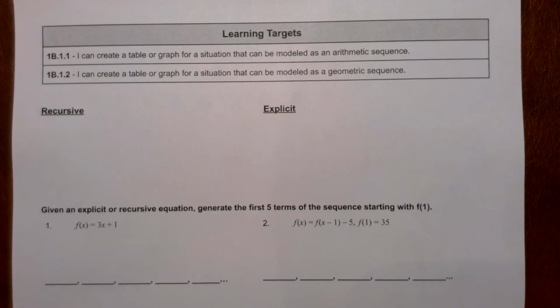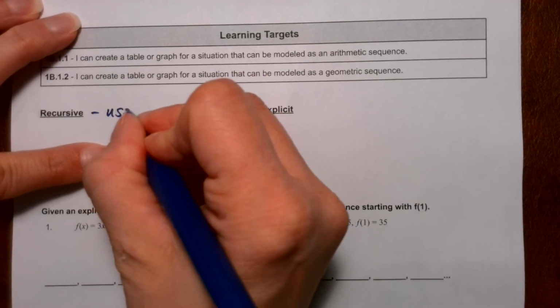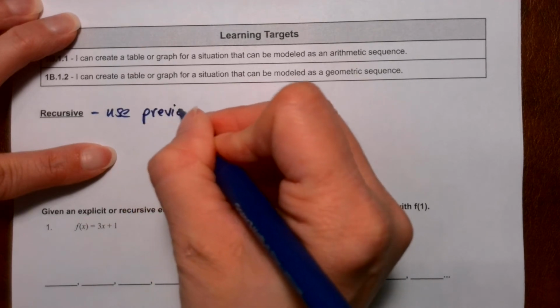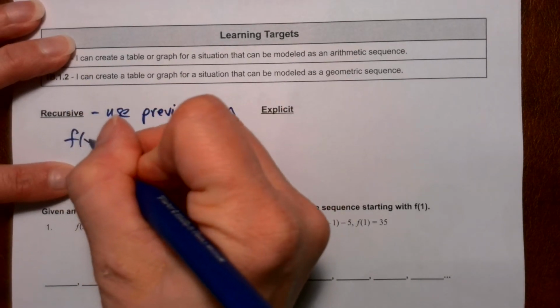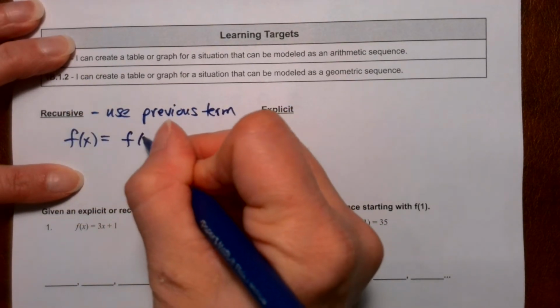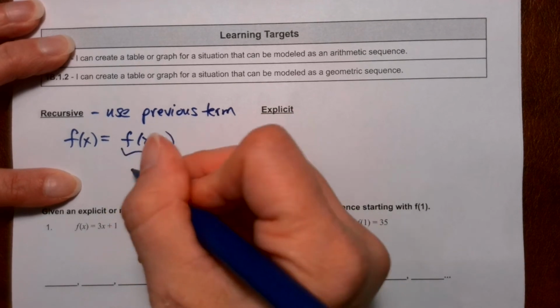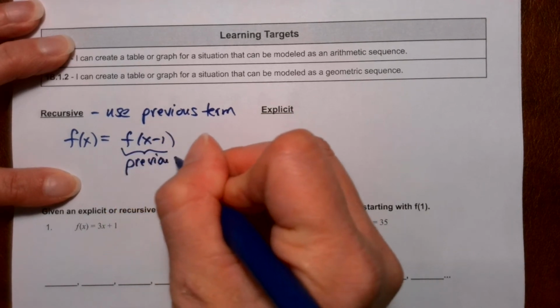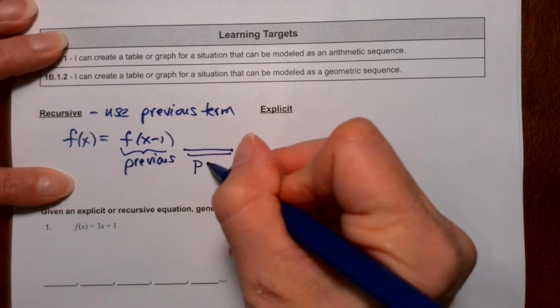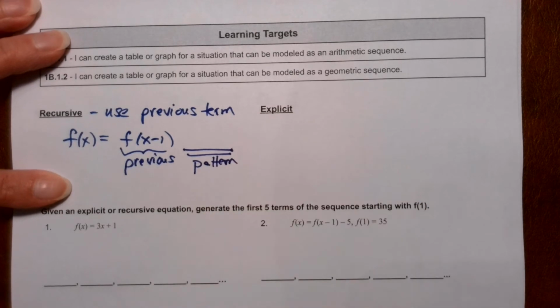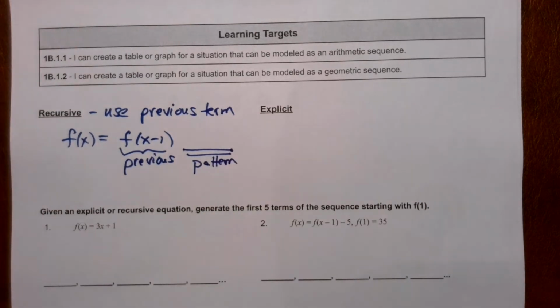Let's recap recursive versus explicit. With recursive, you use the previous term. It's usually going to say something like f of x is equal to f of x minus 1. So this is the previous, and then you have to do whatever the pattern is. If the pattern says to add 5, we'll add 5. If it says to multiply, we will multiply.